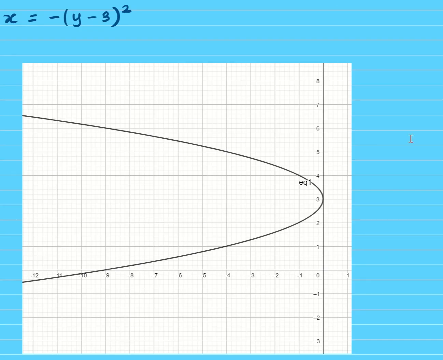And for this one, you can see that the graph also will not be a function because of the way it's sketched. If you draw a straight line, it crosses the graph at 2 possible points. And because of that, it won't be a function.